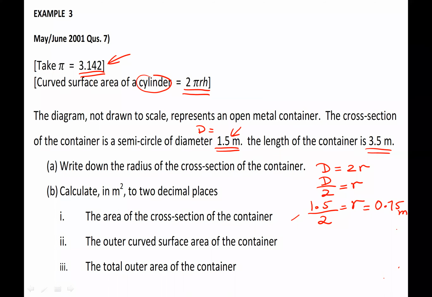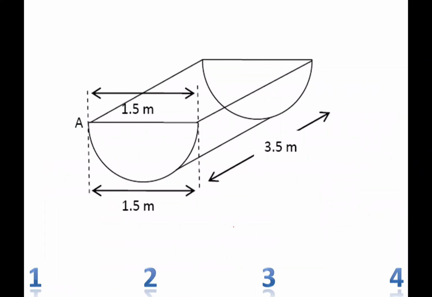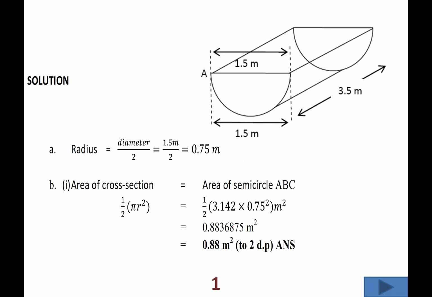Then they wanted us to calculate in meters squared to 2 decimal places the area of the cross section, which would be the area of a semicircle. All right, so let's see how we did that. We got this already. The area of the cross section will be the area of a semicircle. Now, what is the area of a circle? Area of a circle is pi r squared. So the area of a semicircle will be pi r squared over 2, or half pi r squared, any one you want.